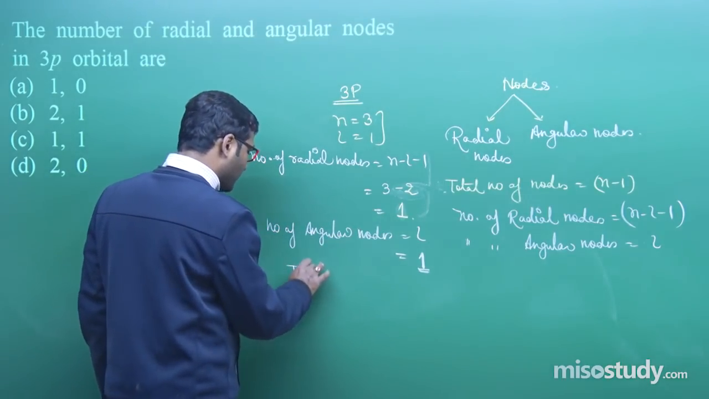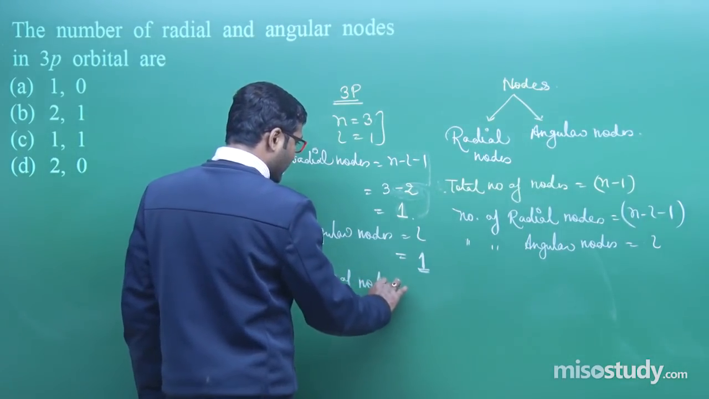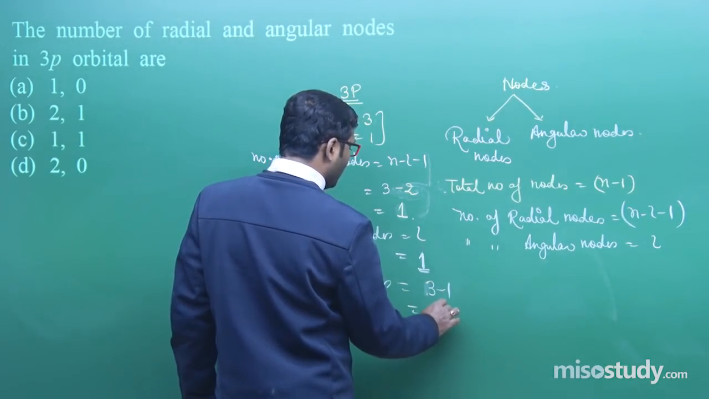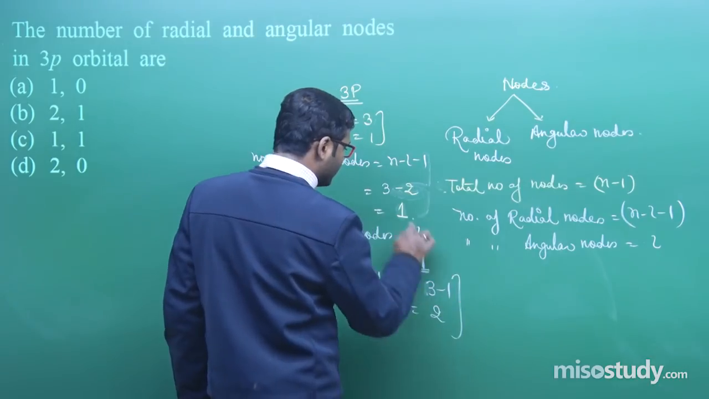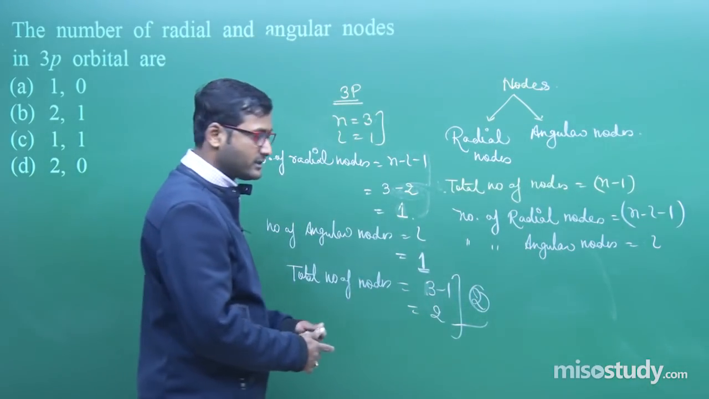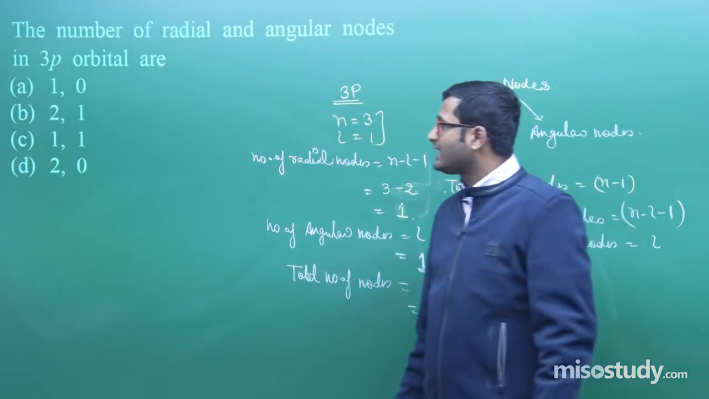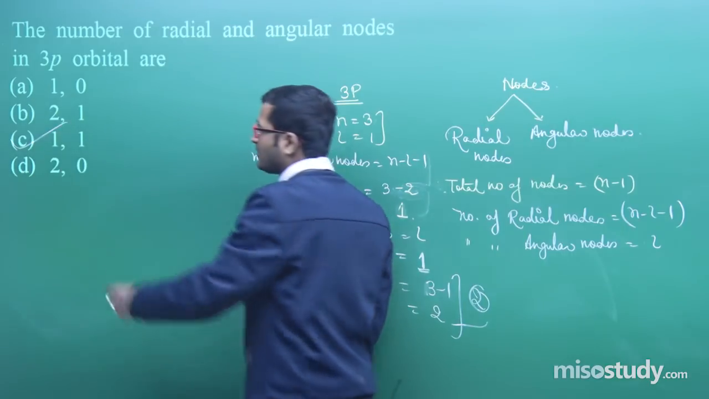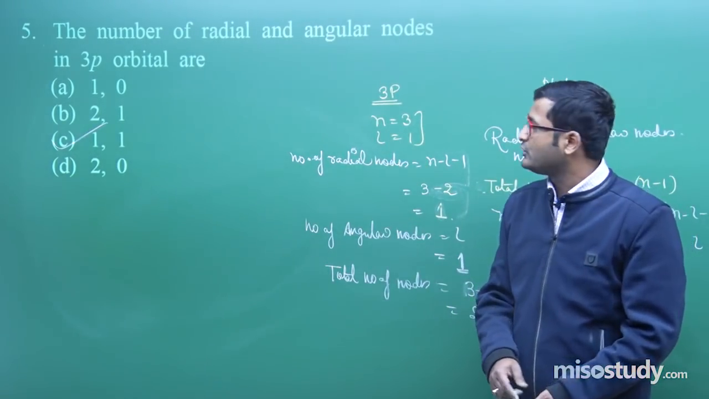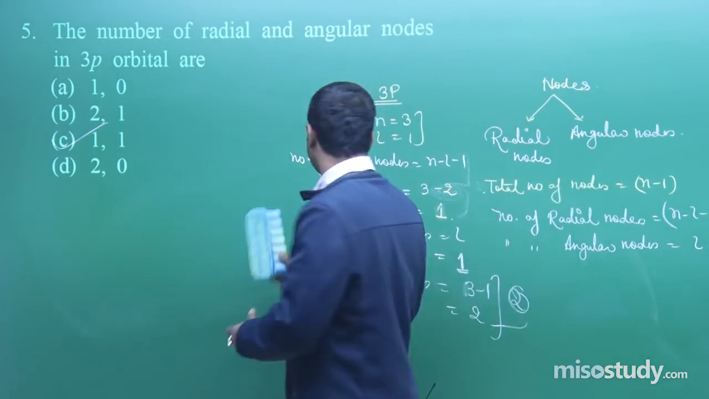And the total number of nodes in this case is n minus 1, 3 minus 1, equal to 2. Or you can say 1 plus 1, 2. What you want, you can do. This is a good concept we have utilized here, and a simple thing. So for question number 5, the answer is 1 and 1. The number of radial and angular nodes in 3p orbitals is option C. C is the correct option here.